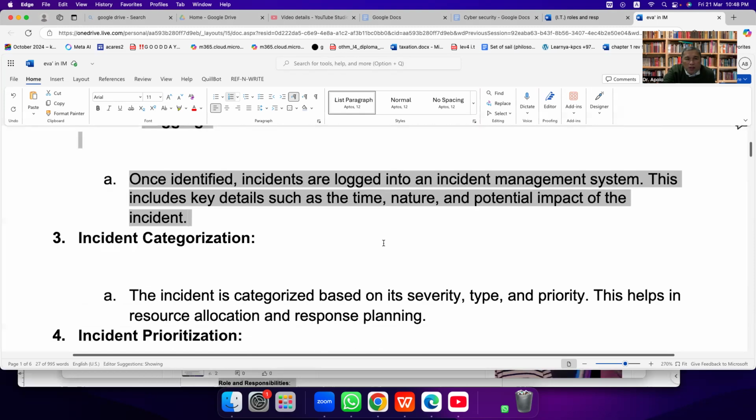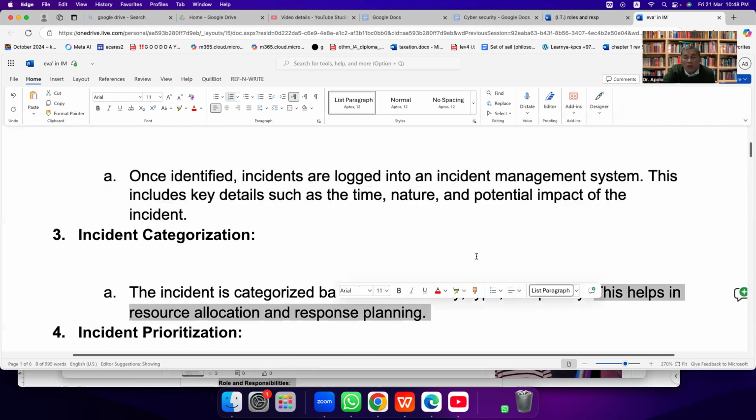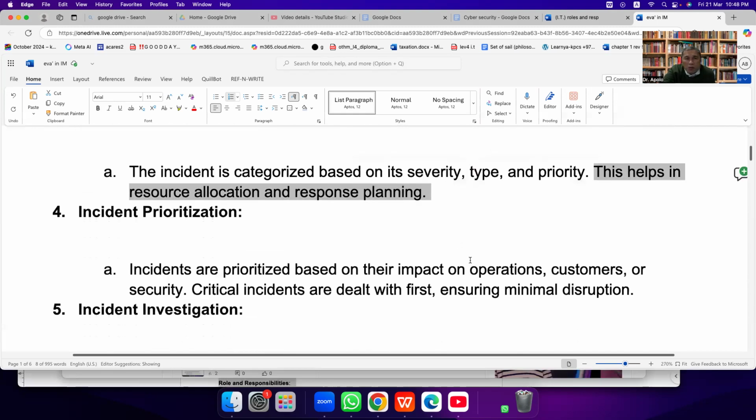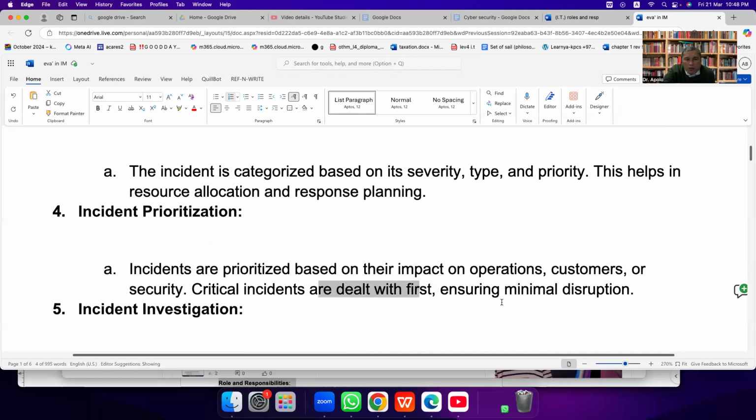Then incident categorization. The incident is categorized based on severity, type, and priority. This helps in resource allocation and response planning. Then prioritization: incidents are prioritized based on their impact on operations, customers, or security. So they have to define the levels. Critical incidents are dealt with first, ensuring minimal disruption.